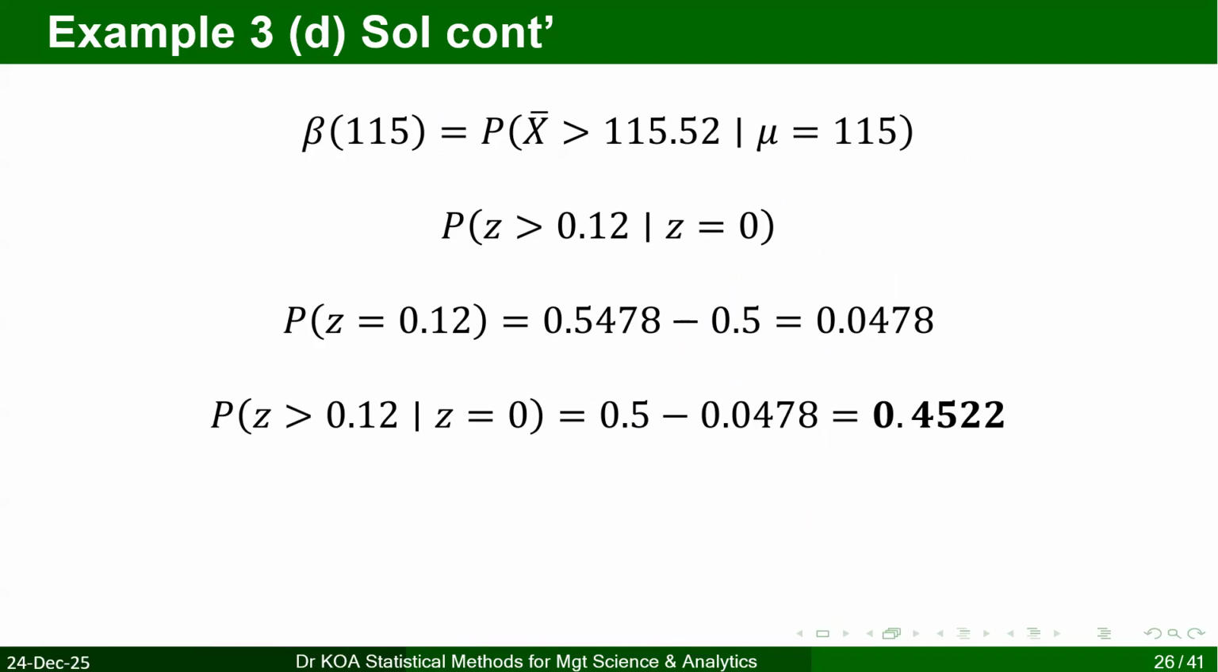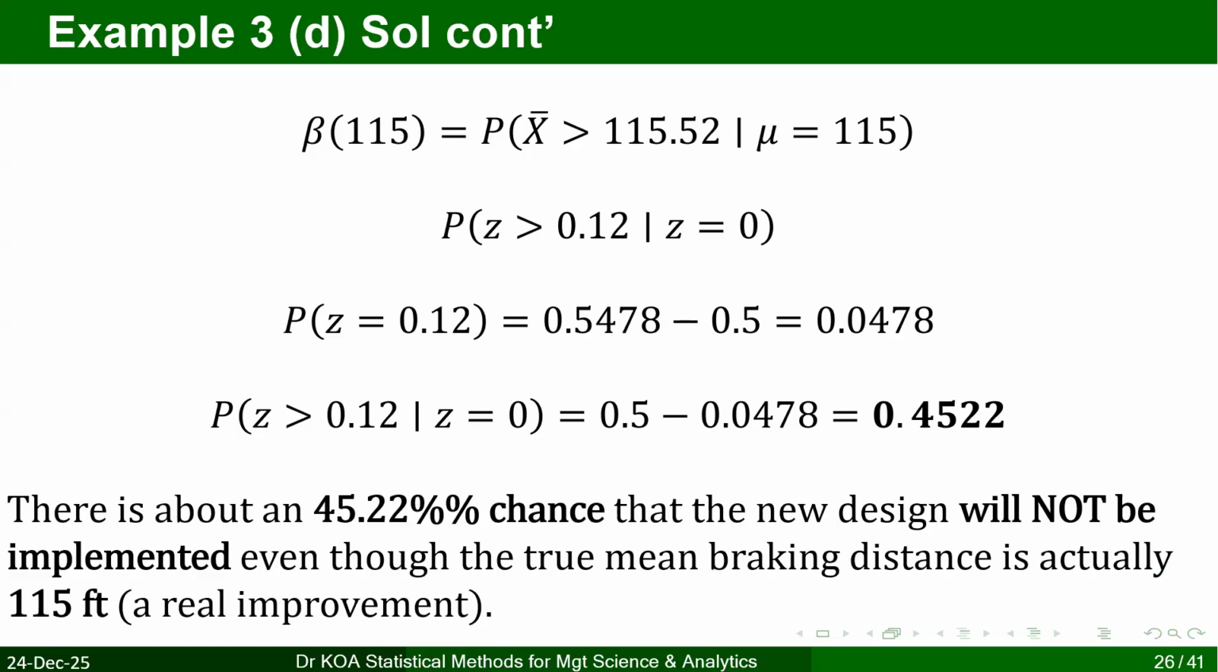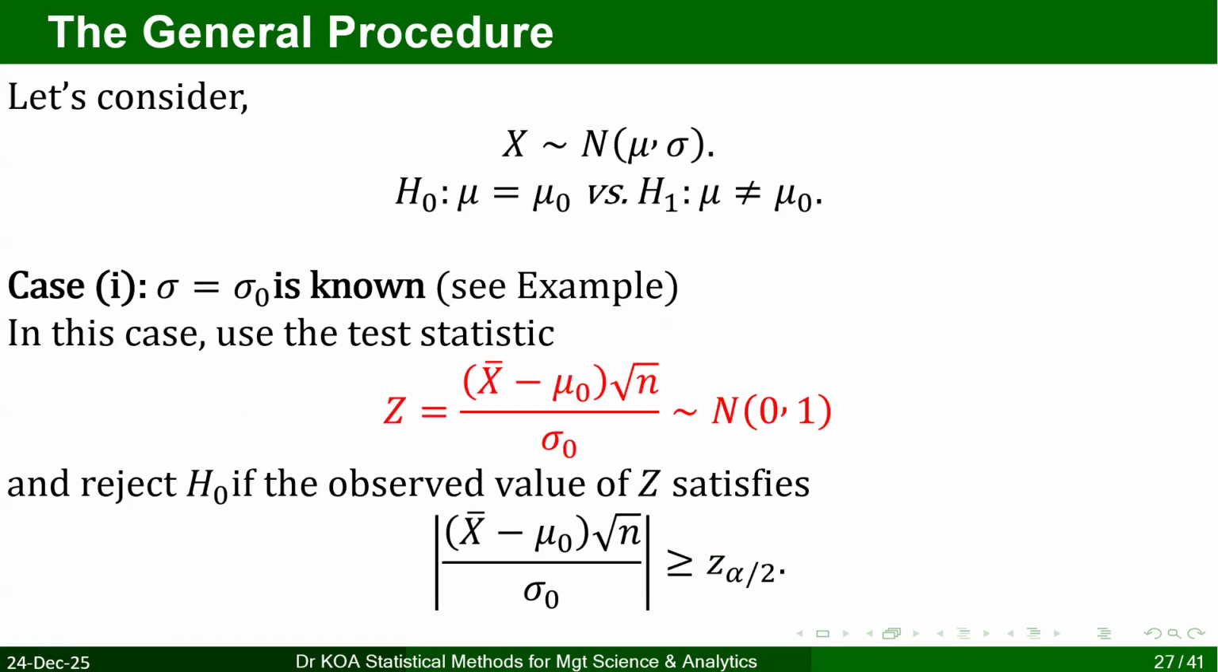But here you have to subtract it from 0.5. And then that will give you 0.4522. So what it means is that there's about a 45.22% chance that the new design will not be implemented, even though the true mean breaking distance is actually 115. Okay, so let's look at the general case. Okay, we finish all the examples.